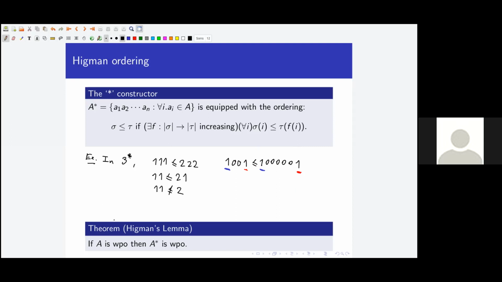The thing that makes it Higman, I suppose, is the lemma, which is that if A is well partial ordered, then A star is as well. Now, there are a number of proofs of this in the literature. And we're going to see one a little bit later, which I'm uncertain to what degree we can claim it's novel, but it's certainly a little different in the way of looking at it than other proofs I've read in the literature. But for the moment, I think we have some more basics to look at first.